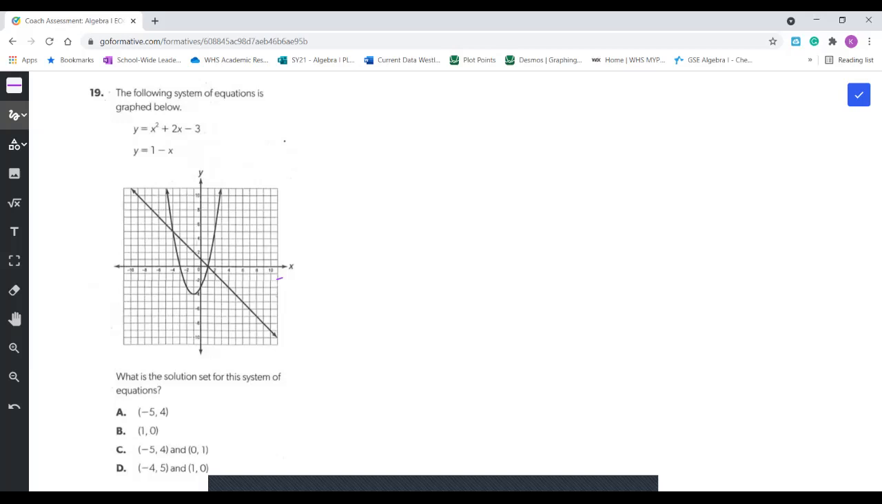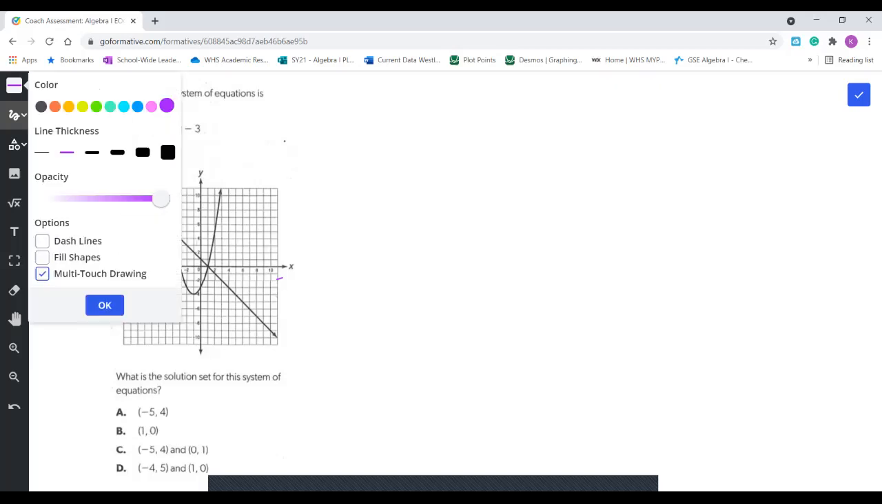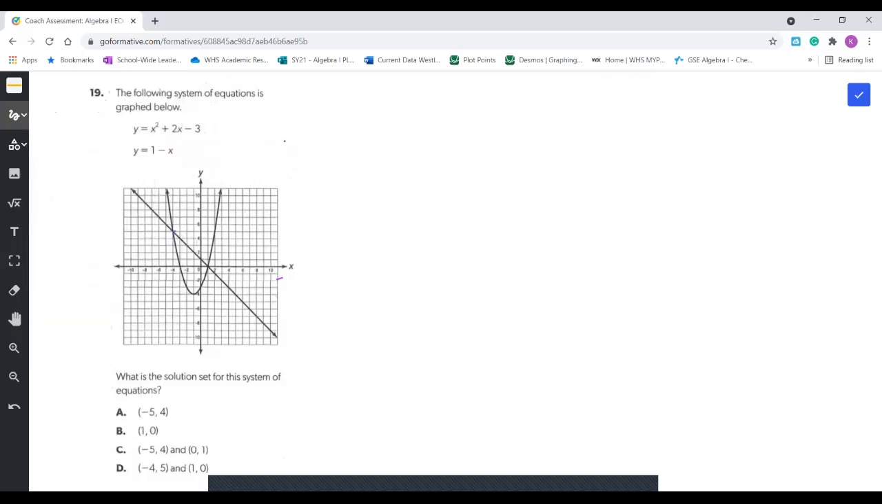Remember, young people, a system is where the two entities intersect. Where do these two values intersect? Let me change my color. Bam. And bam. What are the coordinates of those 2 points? That's where the two intersect, right? So I see a -4, 5, and I see a 1, 0. Bam, that would be answer choice D.